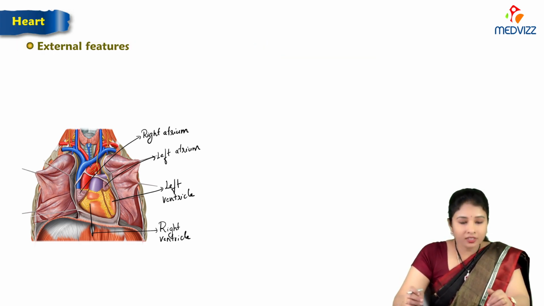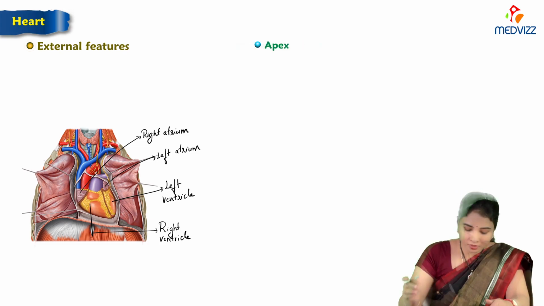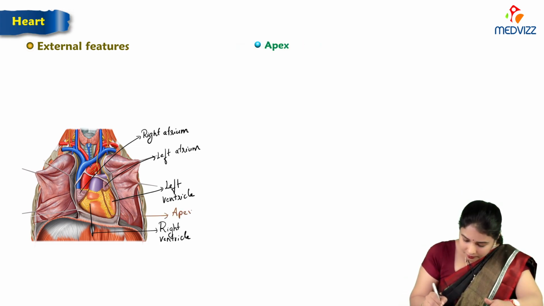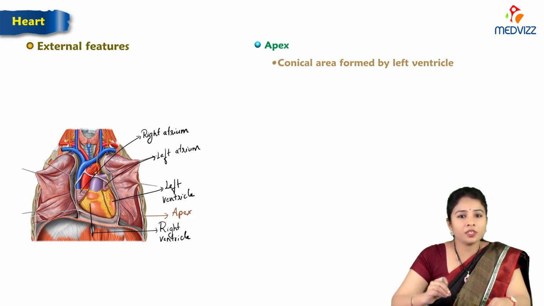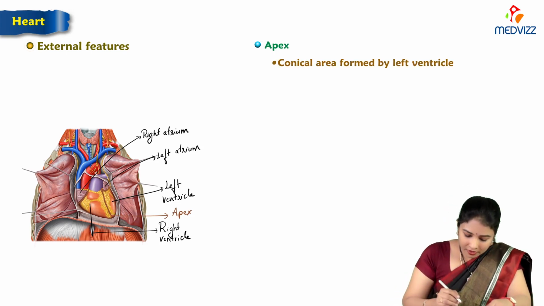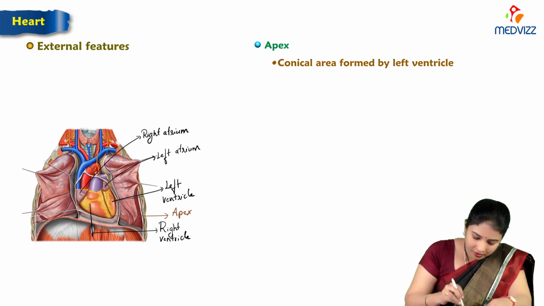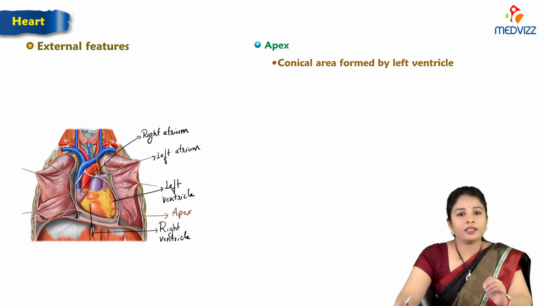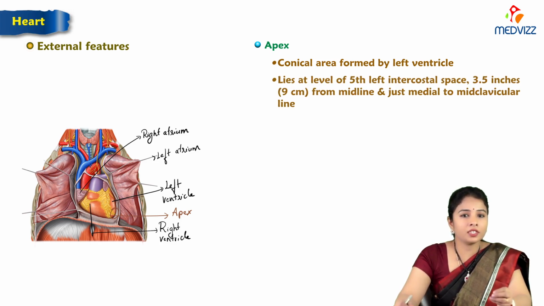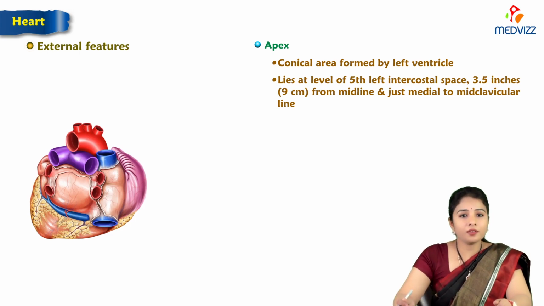Externally, if we see, the heart has the apex. This point is the apex. The apex is conical and it is formed by the left ventricle. It lies at the level of the 5th intercostal space, approximately 9 centimeters or 3.5 inches away from the midline. It is where we can feel the apex beat, just medial to the midclavicular line. So that was the anterior view of the heart.